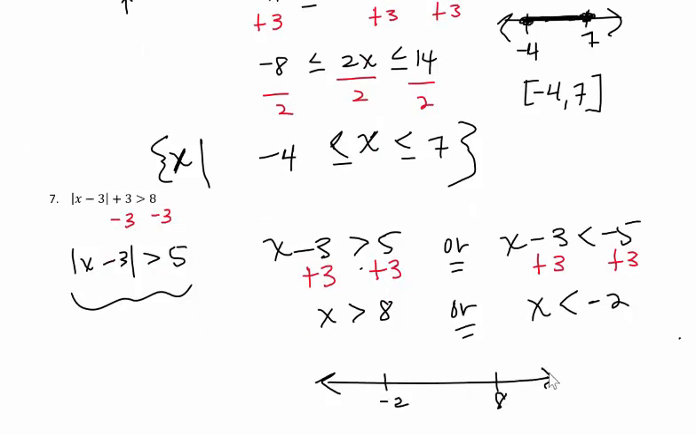So imagine graphing these intervals on the number line. X is greater than 8. We're going to shade to the right of 8, not including 8. Or x is less than -2. We're going to shade to the left of -2, not including -2. And we have 2 intervals that we're going to have to write down and combine with a union symbol. So altogether, our final answer is from -infinity to -2 parentheses, union, 8 to infinity.